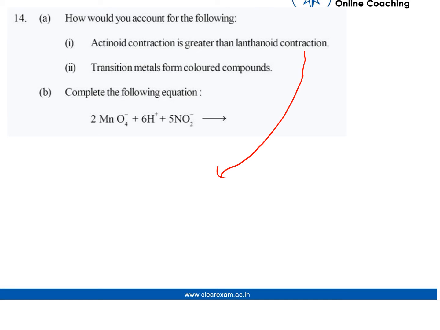And the second one is, transition metals form colored compounds. This is due to the d-d transition, or the energy of excitation of electrons from a lower d orbital to a higher d orbital lies in the visible region, and the presence of unpaired electrons in the d orbital.